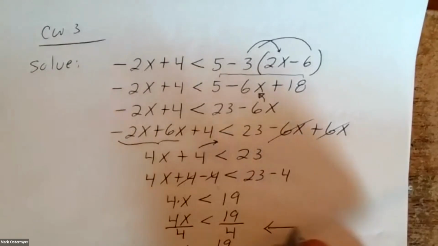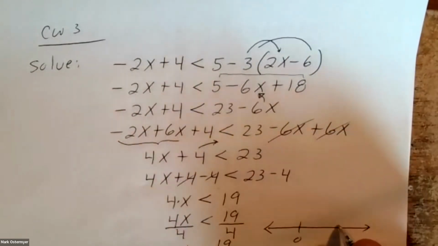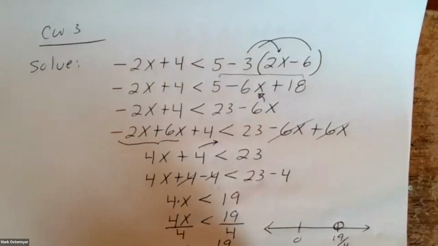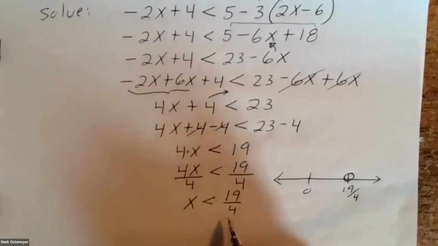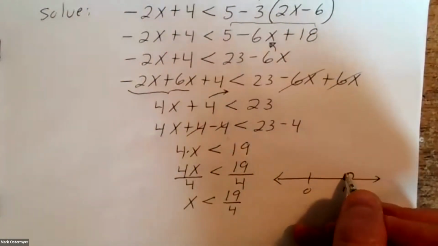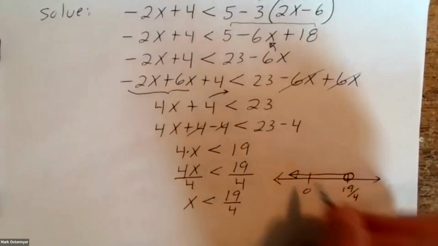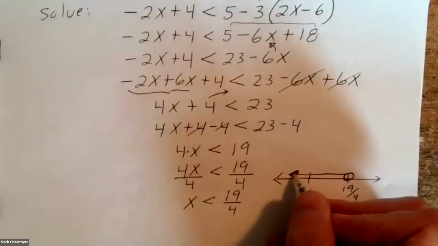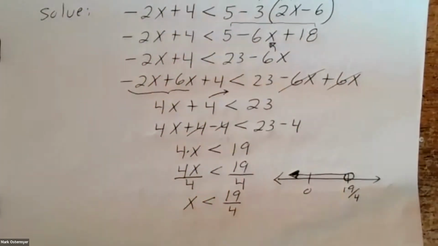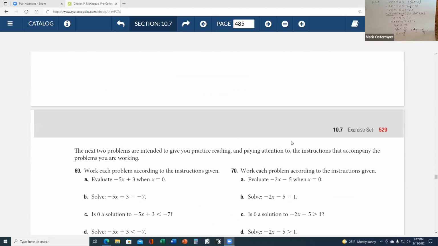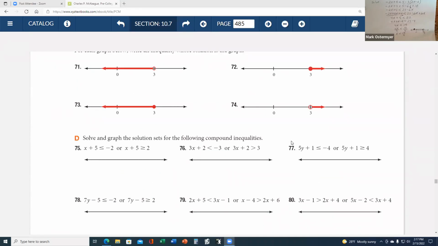To graph the solution set on the number line, put 0. 19/4 is positive, it's to the right of 0. We put an open circle on 19/4 since our solution x is to be strictly less than 19/4, not equal to. And we shade to the left to encompass solutions that are less than 19/4. And that would be your answer. Okay, so that one's done. Anybody get that correct? Classwork number 3, ladies and gentlemen.